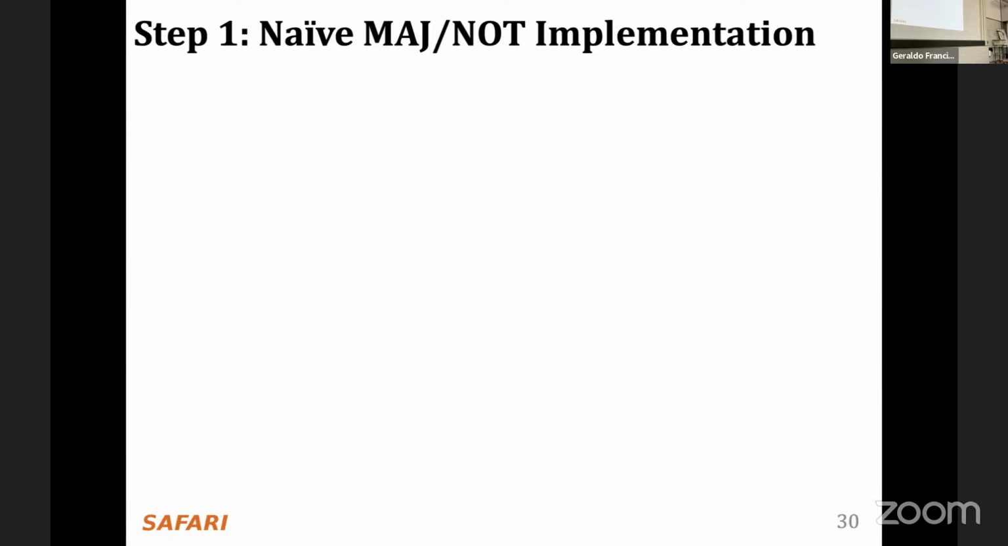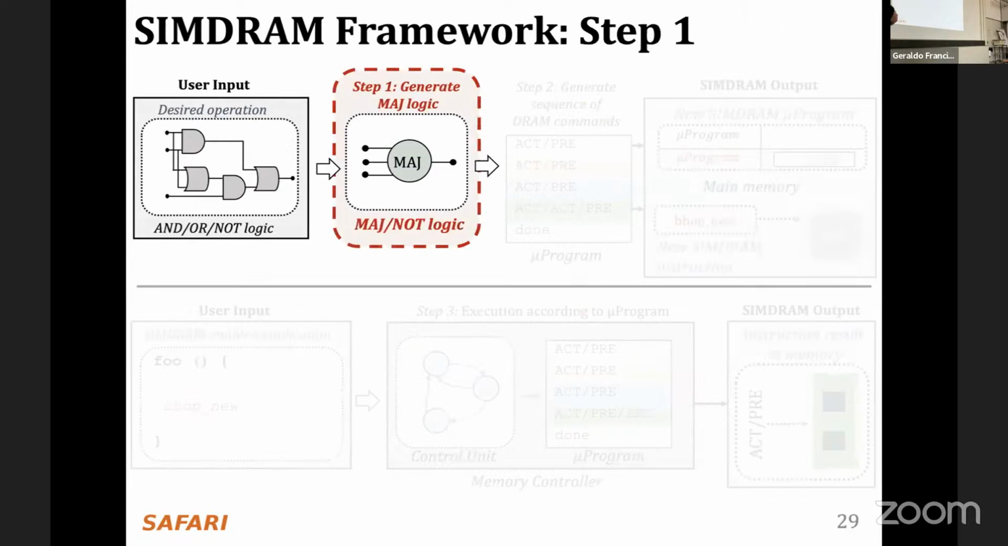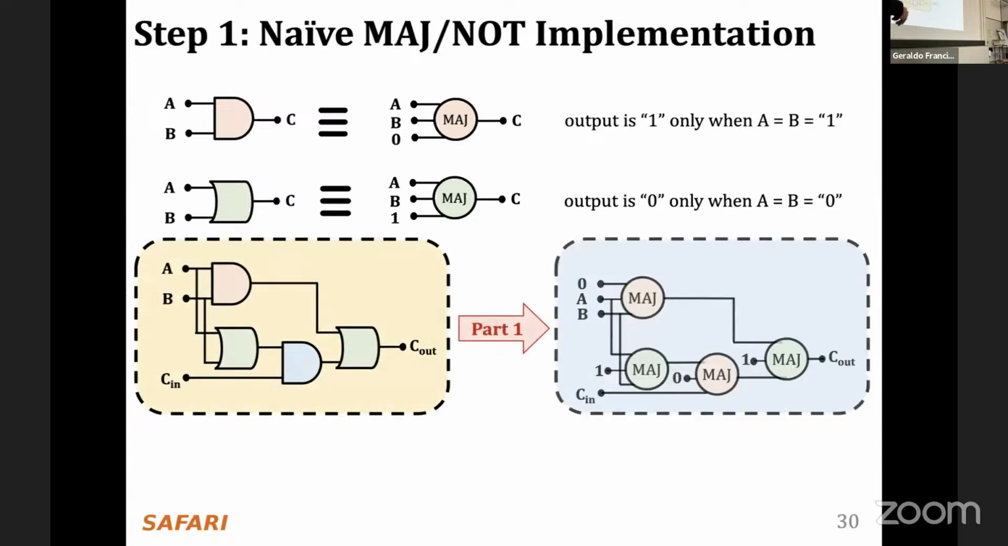The first step of SimDRAM is going to convert the AND, OR, NOT representation of the input circuit to a majority-based representation of the same circuit. As I said before, we can easily convert a circuit that uses AND and OR to a graph that uses majority gates because of this equivalence. If you set one of the inputs to 0 or 1, you have this equivalence to an AND or OR node. So if you have this circuit over here, that's the circuit of the carry out for a ripple carry adder. Converting this to a majority-based graph is simply following this equivalence and changing the gates.